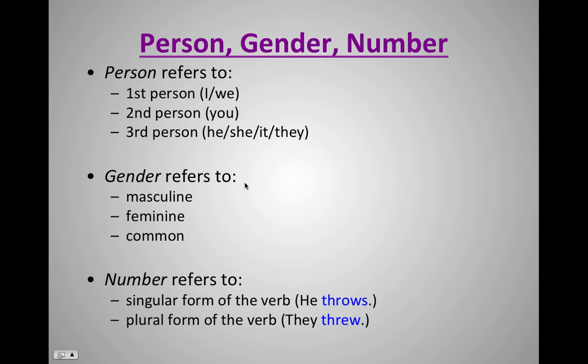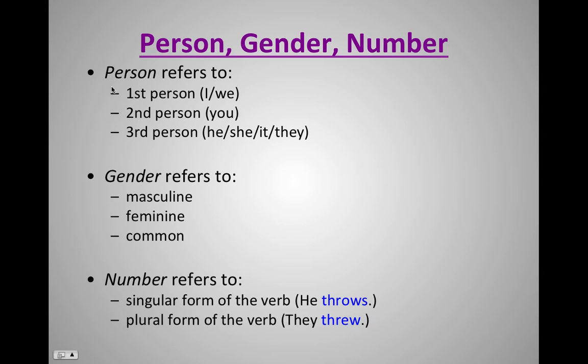So the person, gender, and number essentially refer to the subject of the verb that's matched with it. Person essentially refers to what our subject is. Is it first person, second person, or third person? First person subjects are I or we. For example, I talked or we talked. The second person subject takes the word you talked. Third person subject would be he, she, or it, or they talked. Those are third person subjects. They're essentially indefinite. So those are the 3 examples of what person refers to.